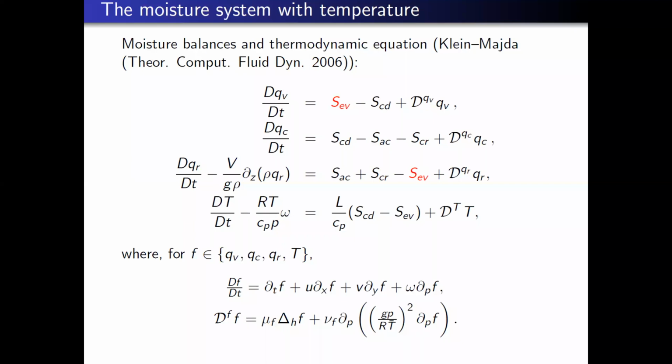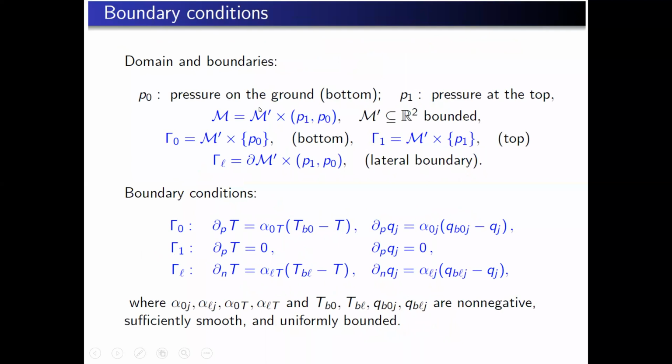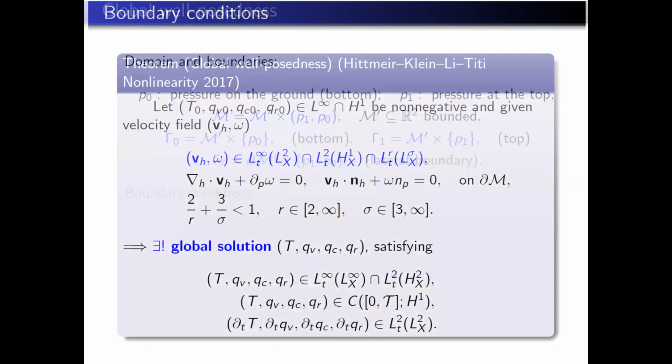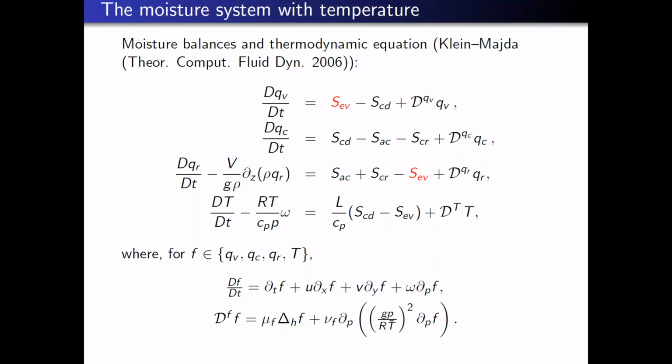And now we would like to check what's happening with this model. Again, I'm assuming that this is the domain. It's between P1 and P0, and M prime is a bounded domain in R2 with boundary conditions which are given here without getting into the details. And now here is the result. The first question we asked: can we study this model when you give me the velocity? So I don't couple this system to the primitive equation or Navier-Stokes. You give me a velocity field.